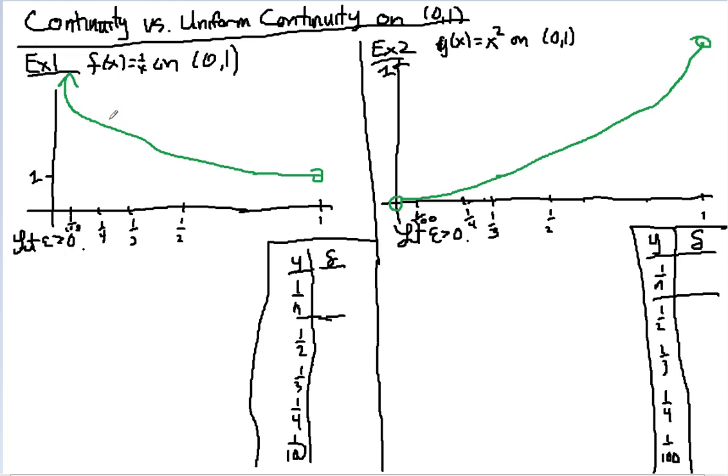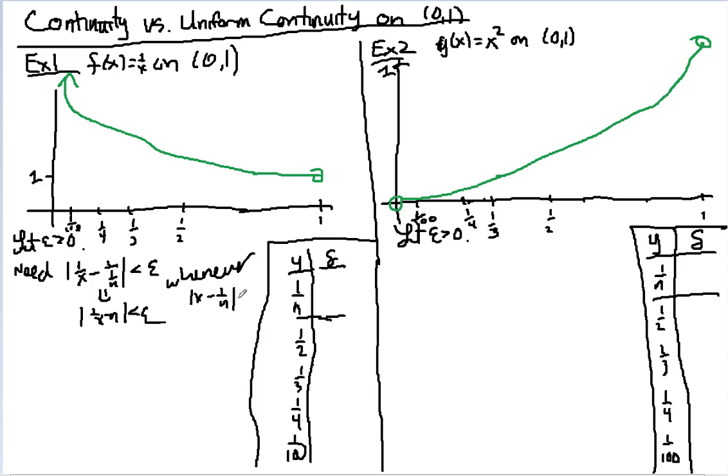And to look at this function, what I need is, given an x, 1 over x minus 1 over n, since my y value here is, say, 1 over n. So the absolute value of 1 over x minus n has to be less than epsilon, and this is whenever the absolute value of x minus 1 over n is less than delta.